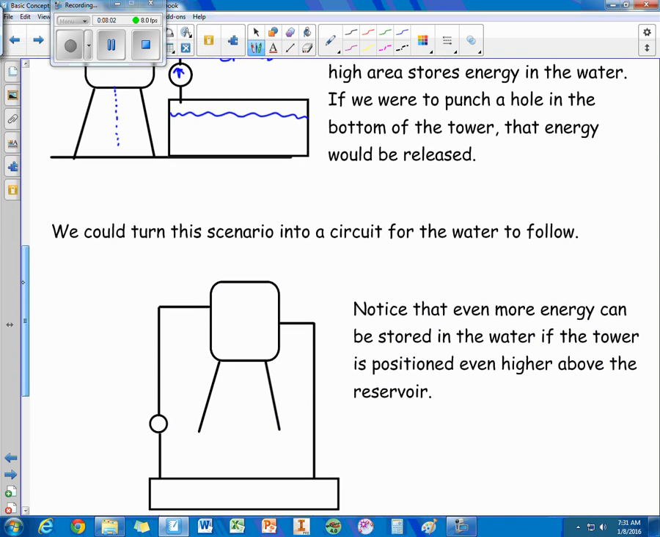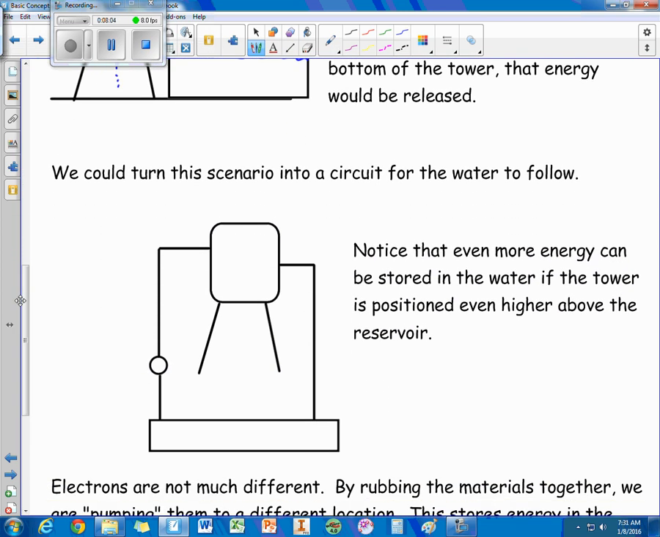Now we could do this a different way. We can turn this into a circuit if we wanted to, where we have our water in this reservoir. We pump the water up, and then we provide a return line for the water to come back down to the reservoir. This water now follows a circuit.